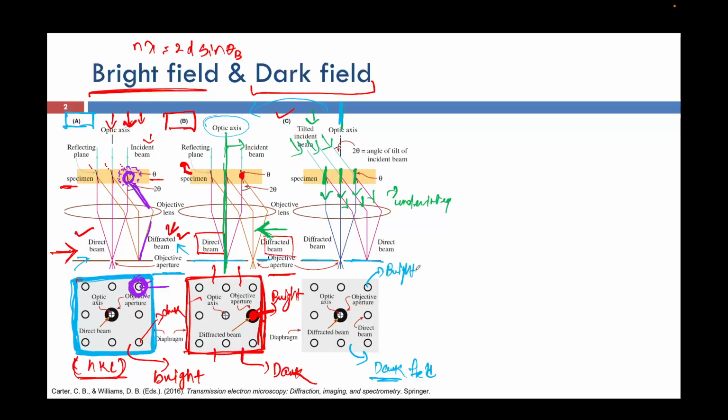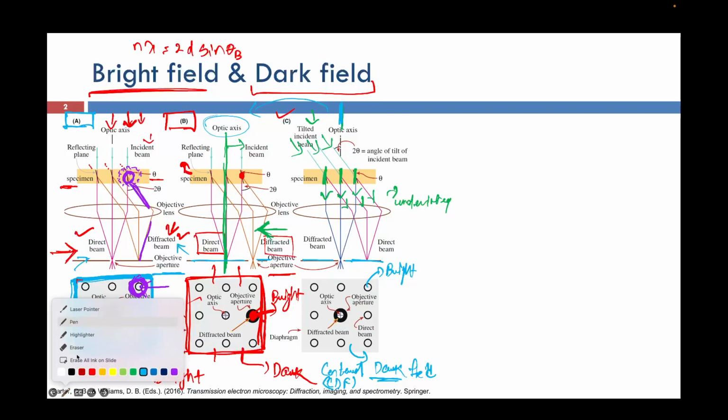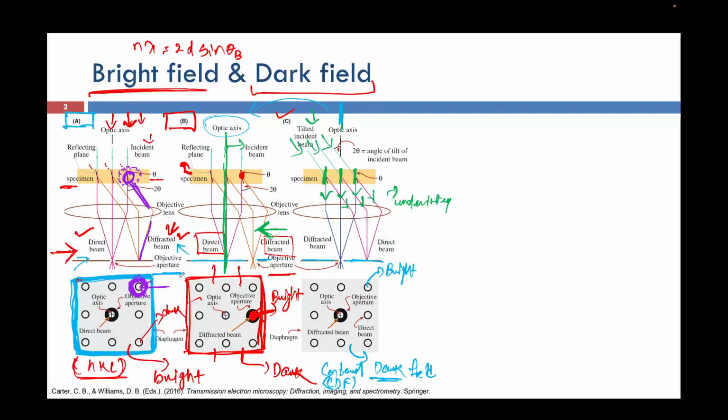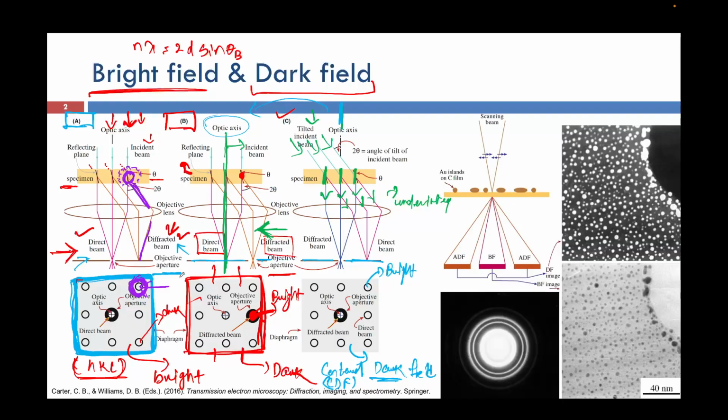But since the position of the diffracted intensity is in the center, this kind of imaging is called center dark field imaging, or in abbreviation, CDF, center dark field imaging. Okay, so these are the three different cases of imaging techniques: bright field imaging, dark field imaging, and center dark field imaging.